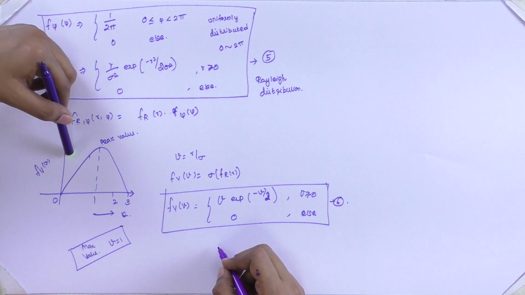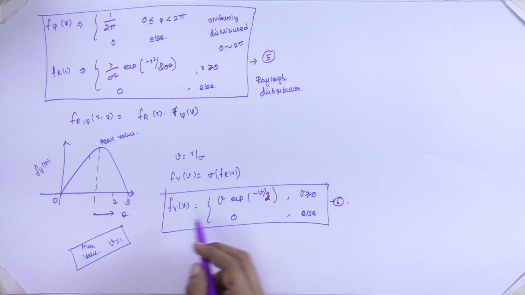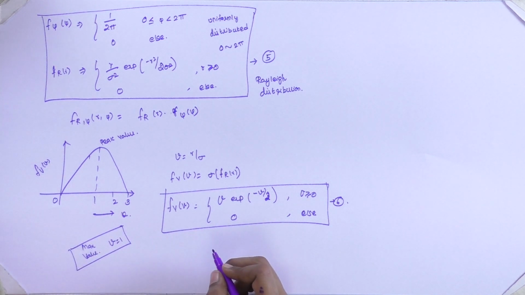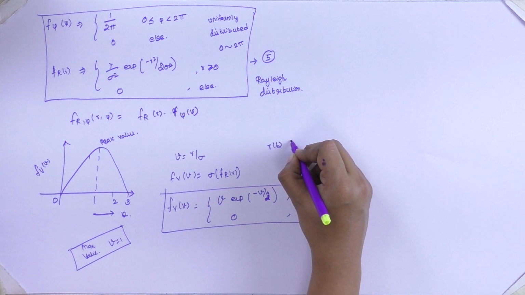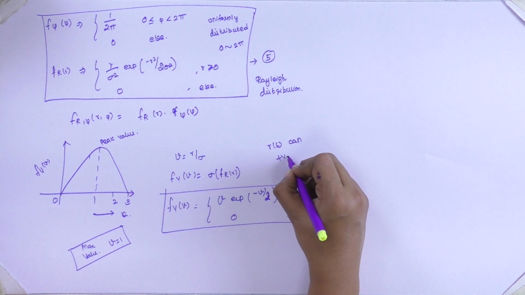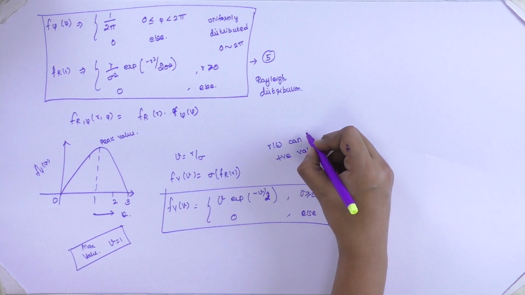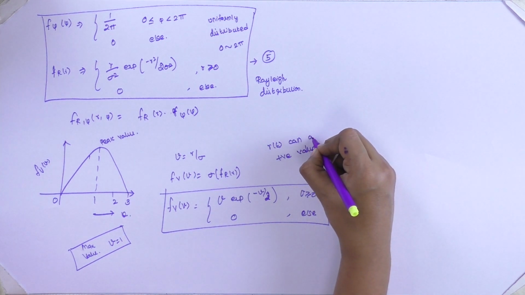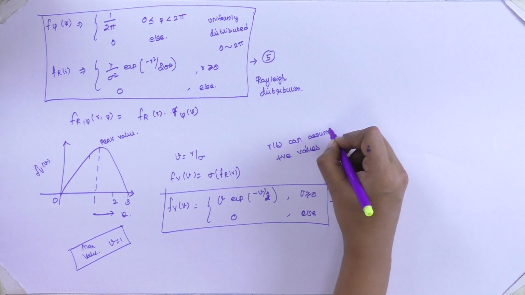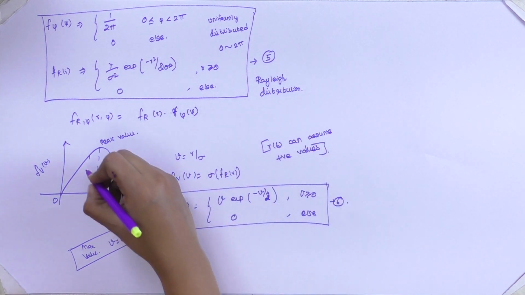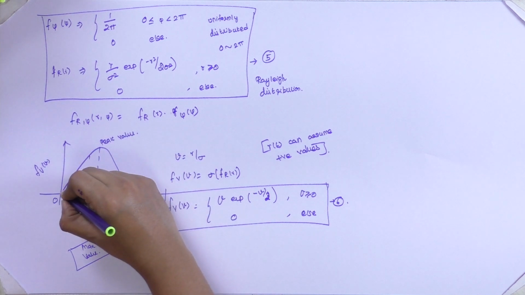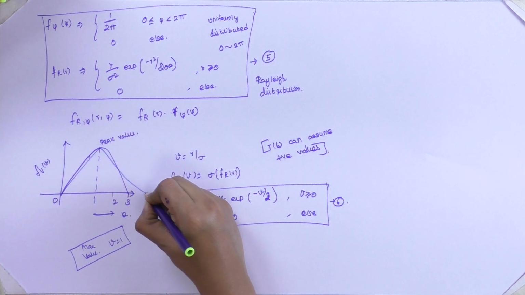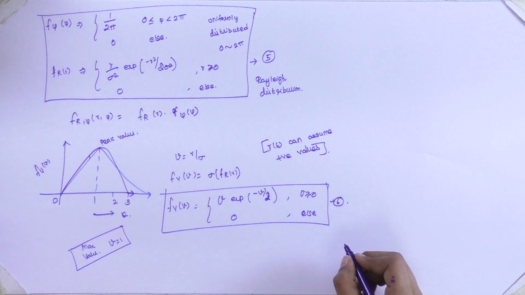Unlike the Gaussian distribution, the Rayleigh distribution is 0 for negative values. Therefore, R(t) can assume only positive or non-negative values. Actually, this graph is supposed to rise here and gradually drop to here.